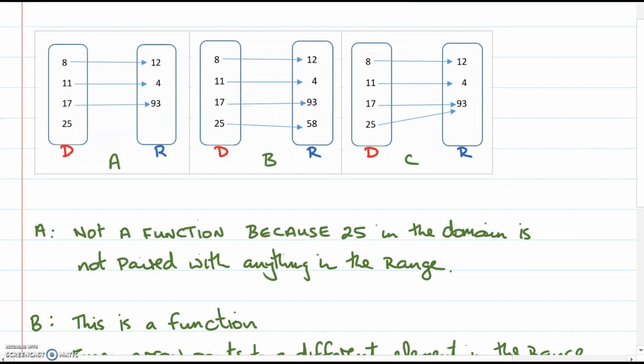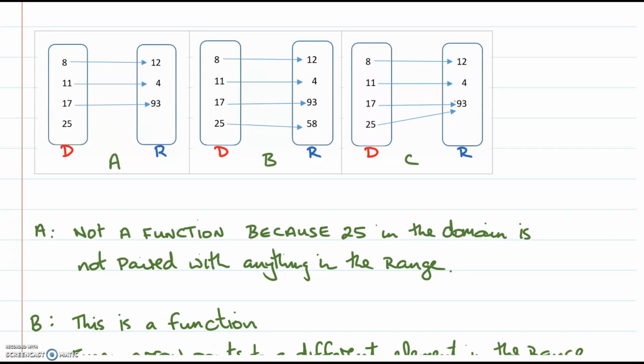Is it 1 to 1? Is there only one arrow leaving everything on the left and going to a single element on the right? So the 8 goes to the 12, the 11 goes to the 4, 17 goes to 93, 25 goes to 58. So no two arrows are pointing to the same element in the range. So as long as no two arrows arrive at the same point, it's 1 to 1. This one is not 1 to 1. We're looking at C now. C is not 1 to 1 because two different arrows arrive at the 93. Okay? So once you have two arrows landing on one element, it's not 1 to 1.